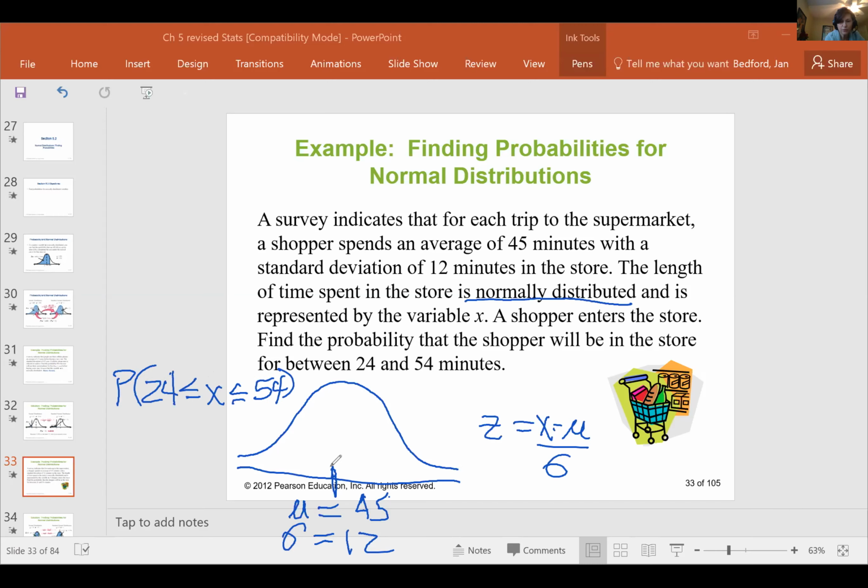So if this is 45, I know 24 is over here somewhere. Are we assuming this is inclusive? Yes. On these, you will assume that they are inclusive. Okay, and so that's the area that we're looking for.